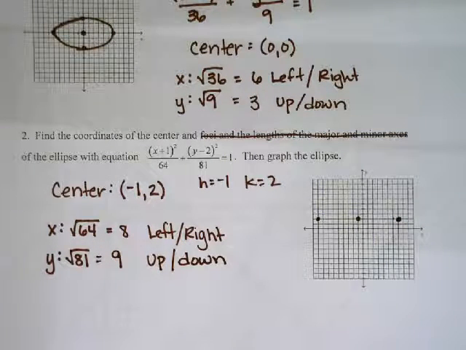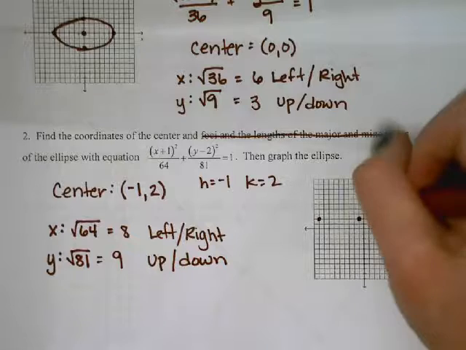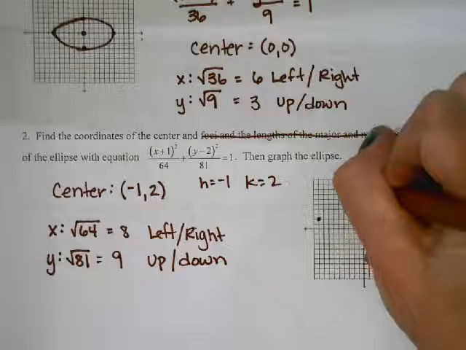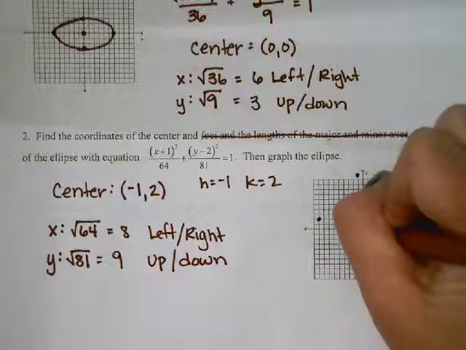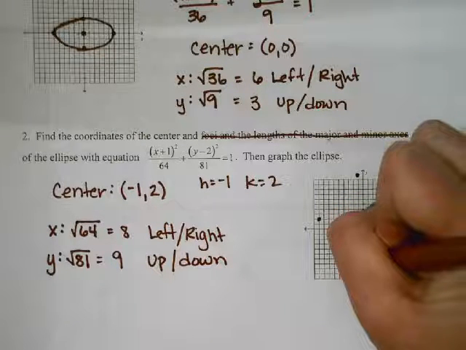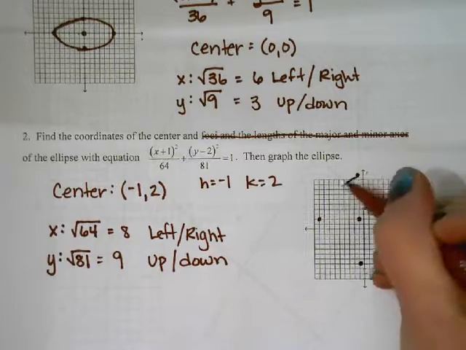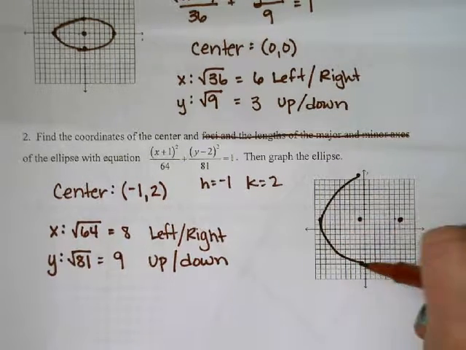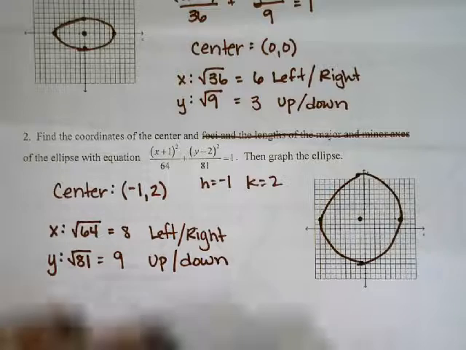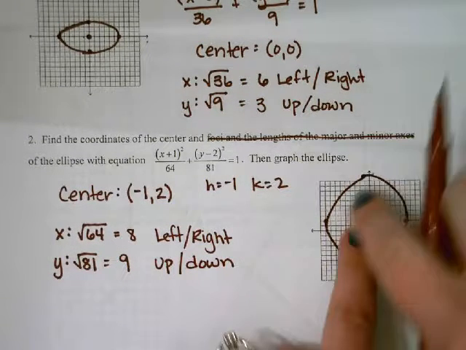This guy looks more like a circle. 8 and 9 are pretty close. Okay, so it's okay. Some ellipses look kind of like a circle when we graph them. So I'm going to go 9 up. 1, 2, 3, 4, 5, 6, 7, 8. Oop, off my graph. 1, 2, 3, 4, 5, 6, 7, 8, 9. He's just a touch taller than he is wide.